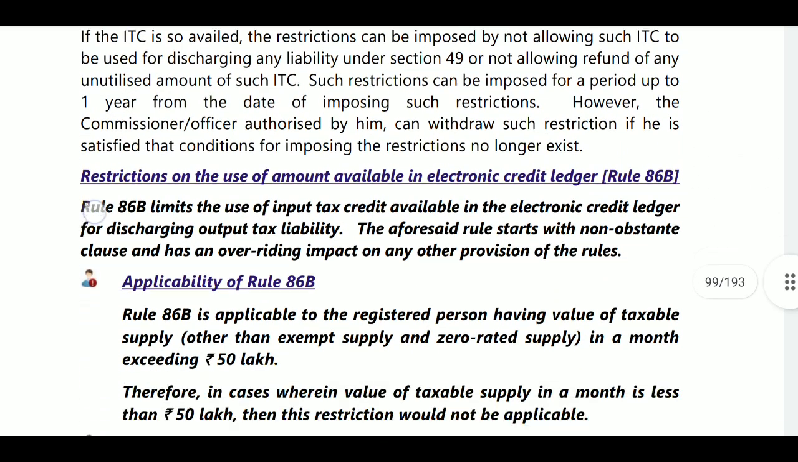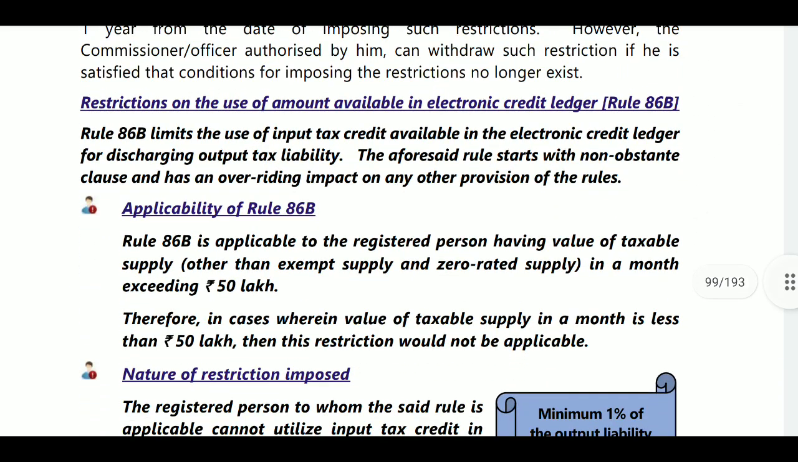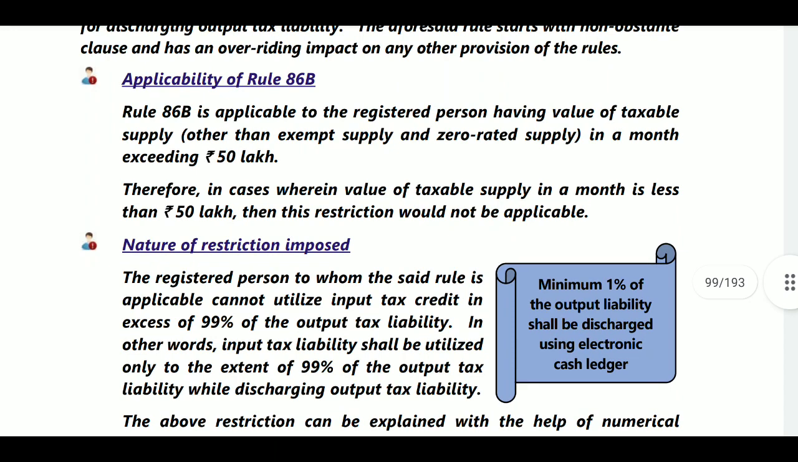Next, restriction on use of amount available in the electronic credit ledger. If you have an amount in the electronic credit ledger, they restrict the use of that amount. That is rule 86B. What is there in rule 86B?